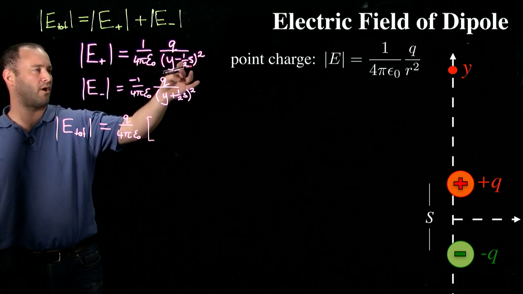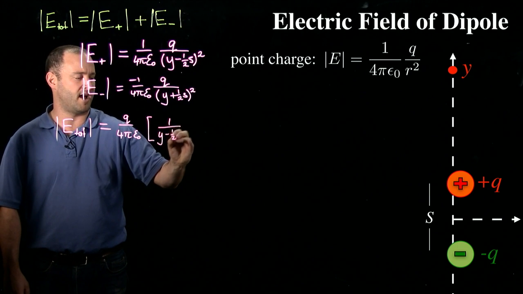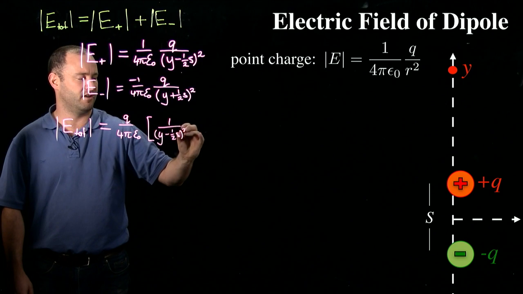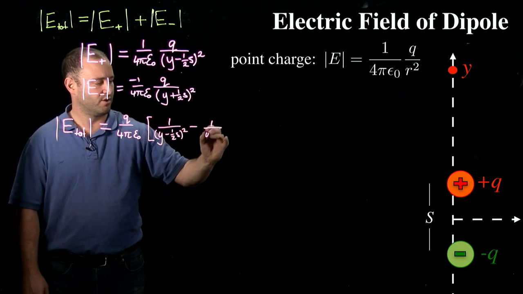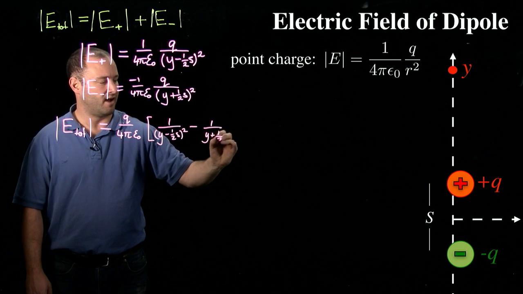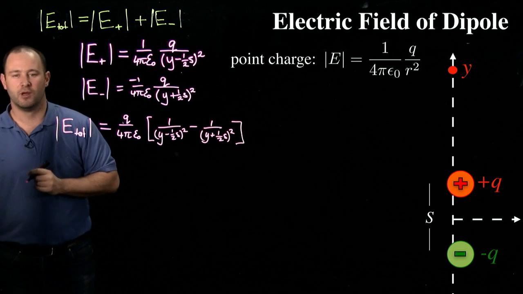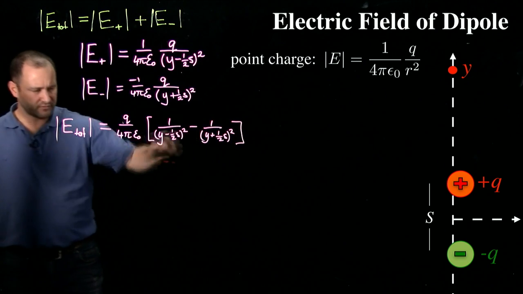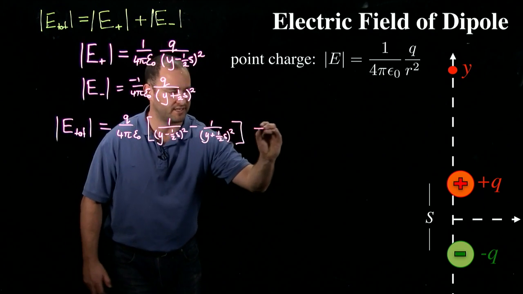And then I've got brackets, so this one is simply 1 on (y minus a half S) all squared. And then here's my minus sign, 1 on (y plus a half S) all squared. Okay, this is a bit of an ugly expression, so let's spend just a minute simplifying this thing down.